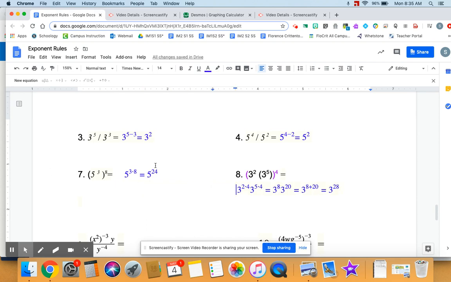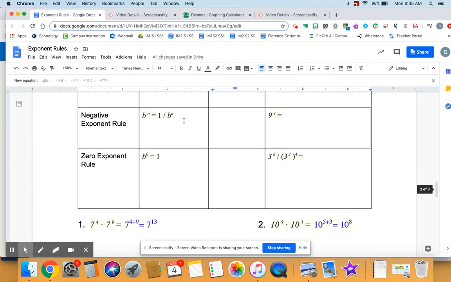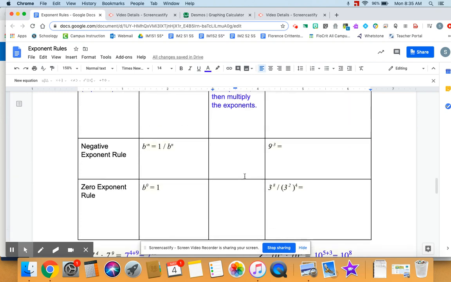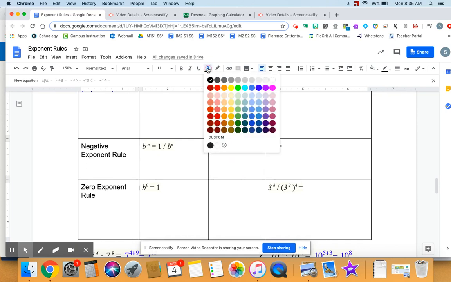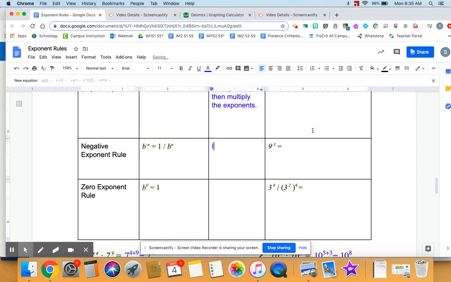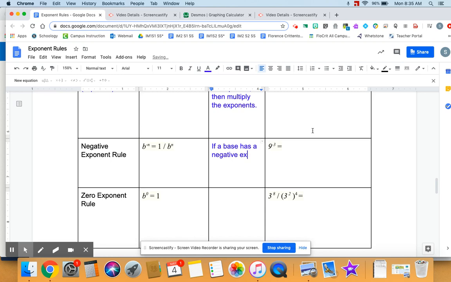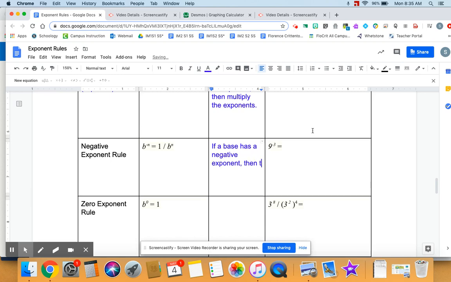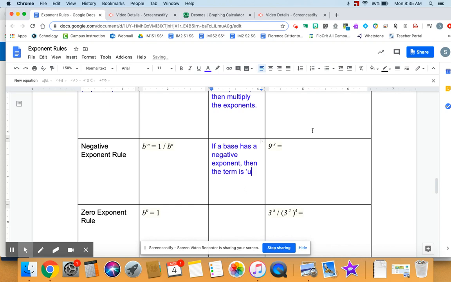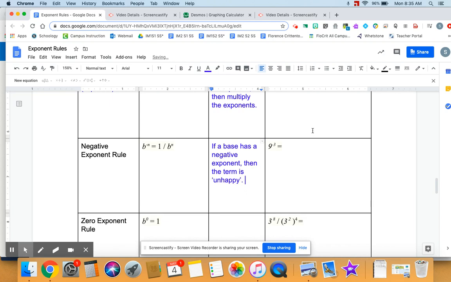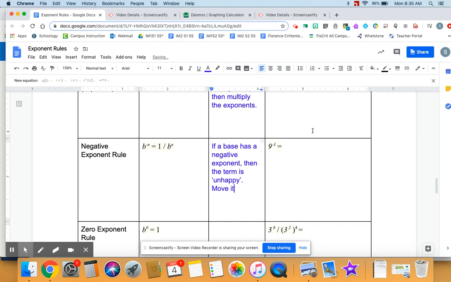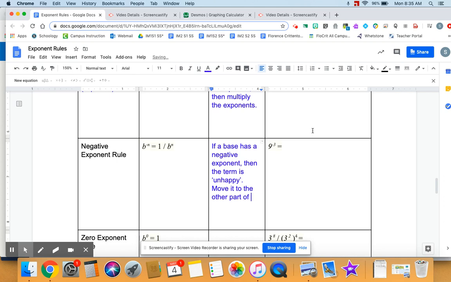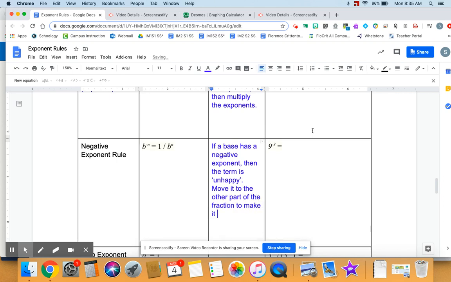All right. Let's go back up and learn the last two rules real fast. The negative exponent rule goes like this. If a base has a negative exponent, then the term is unhappy. Move it to the other part of the fraction to make it happy. When I say happy, I mean positive.